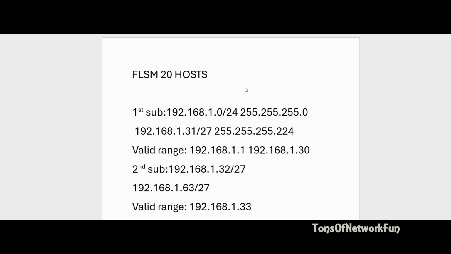We'll write down the subnet mask in written format, and then we'll do the opposite, how to find the slash value, right? So that will be interesting.